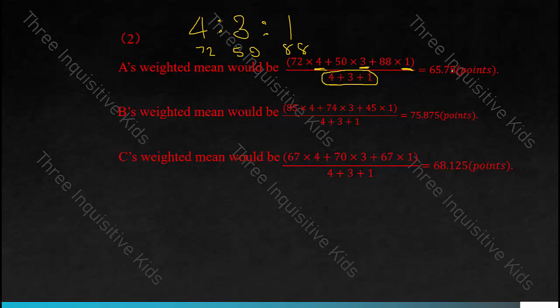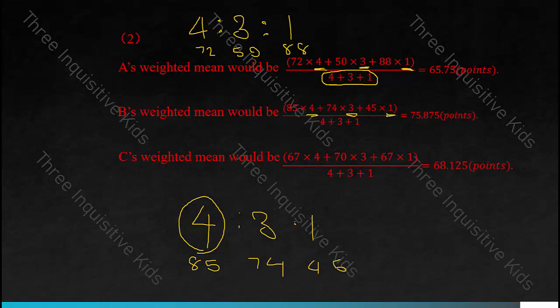Let's look at B, okay? So B's scores, remember, let me draw another one here, were 85 for the first one, 74 for the second one, and 45 for the last one. So 85 is multiplied by 4 because that's what it's worth in the ratio. 74 is multiplied by 3, and 45 is multiplied by 1, right? 4 to 3 to 1, that was the ratio we were given in the problem.